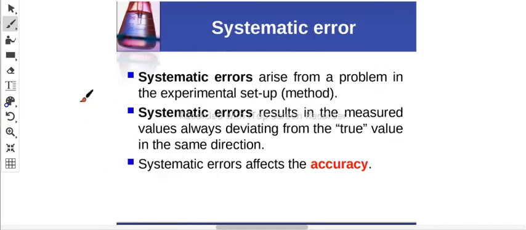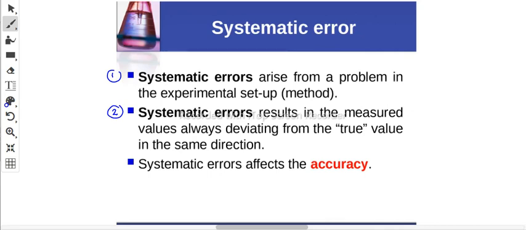Continuing now with systematic error. The first point, systematic errors arise from a problem in the experimental setup or inside the method. Number 2, systematic errors result in the measured values always deviating from the true value in the same direction. So each time you are doing the experiment, you will have one direction for the error. It will be either higher or lower than the actual value.